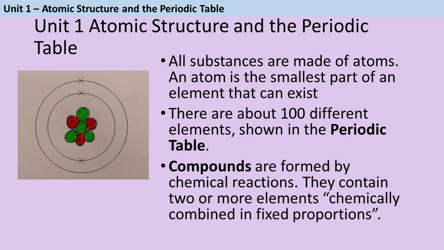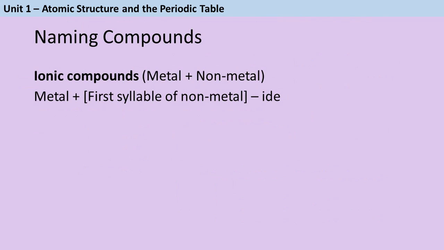Compounds are formed when those elements combine together in chemical reactions. Compounds contain two or more elements chemically combined in fixed proportions. Now, chemically combined is just your exam board's way of saying bonded, and in fixed proportions means that you're always going to have the same ratio of those elements, and that's what a formula tells us. Now, you do need to be able to name those compounds from their formulae.